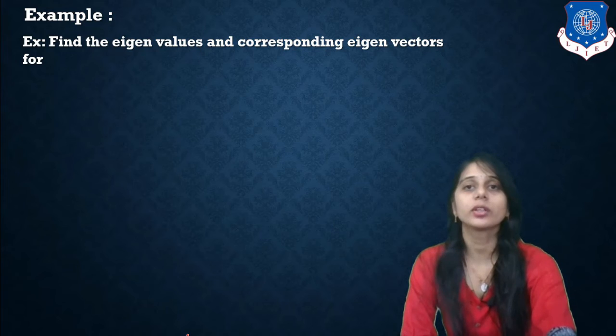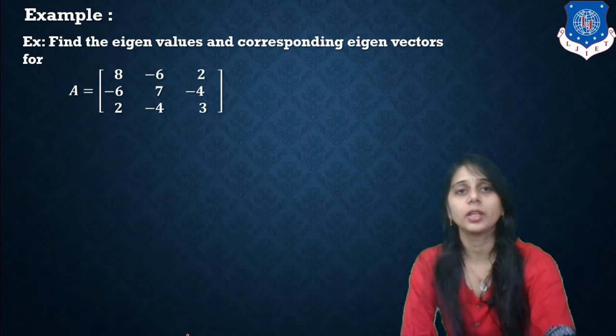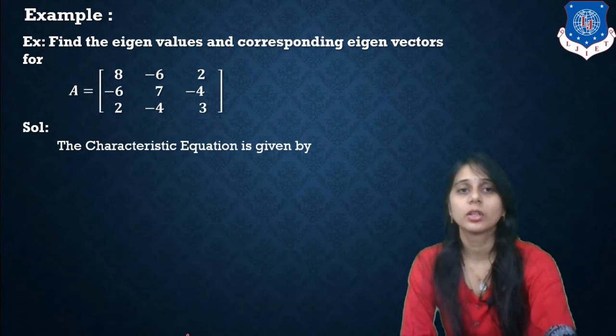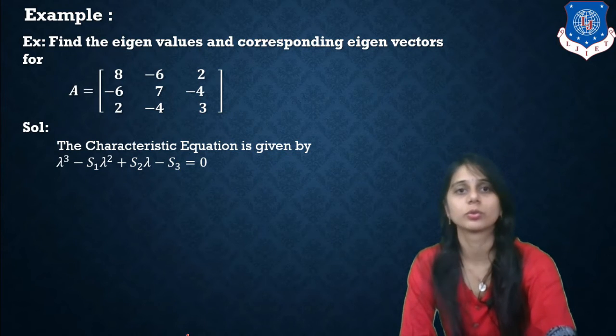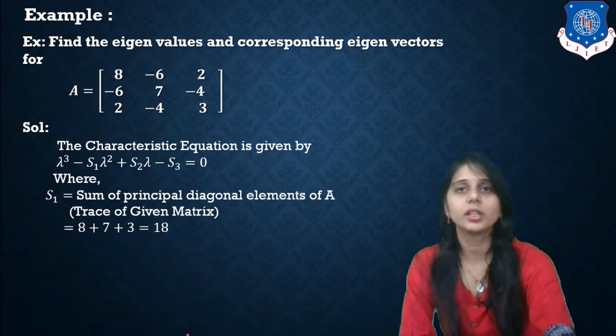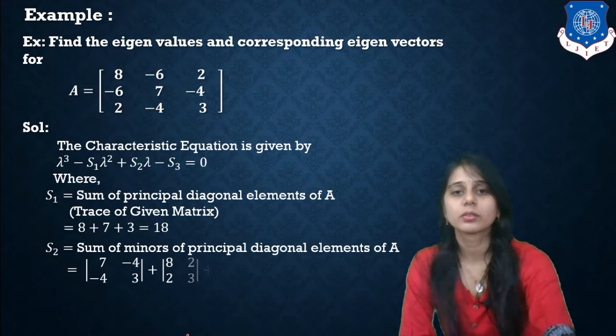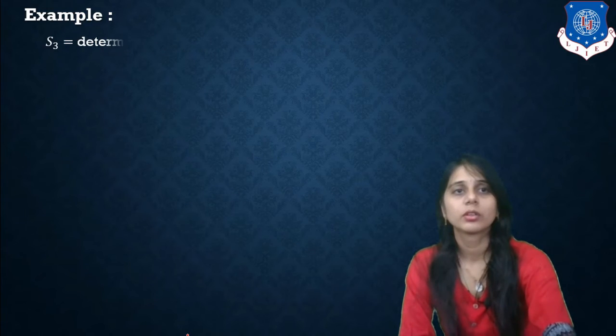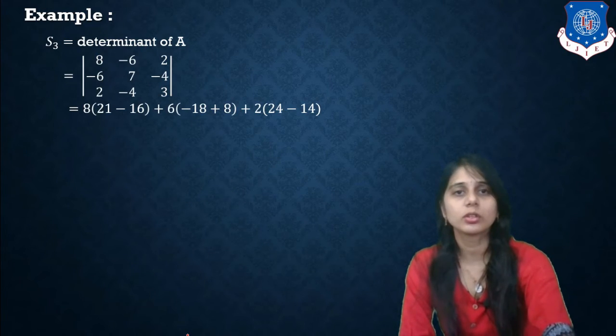Example, find the eigenvalue and corresponding eigenvector for A: 8 minus 6, 2, minus 6, 7, minus 4, 2, minus 4, 3. Solution, the characteristic equation is given by lambda cube minus s1 lambda square plus s2 lambda minus s3 equal to 0, where s1 is the sum of the principal trace of the matrix, 8, 7 and 3, so we are getting 18. s2 is the sum of the minor diagonal, using the sum we are getting 45. s3 is the determinant of A. To solve the determinant we get the value 0.